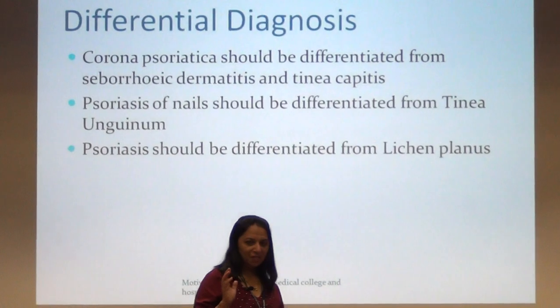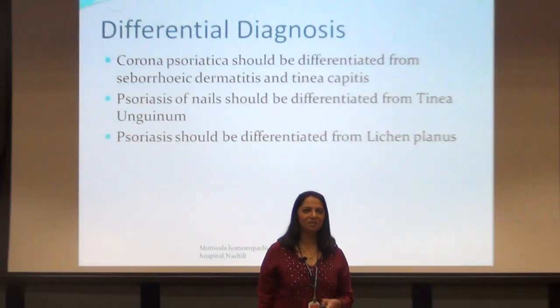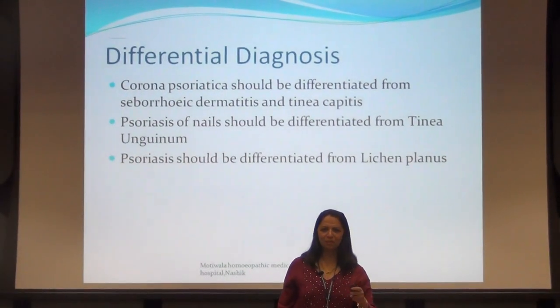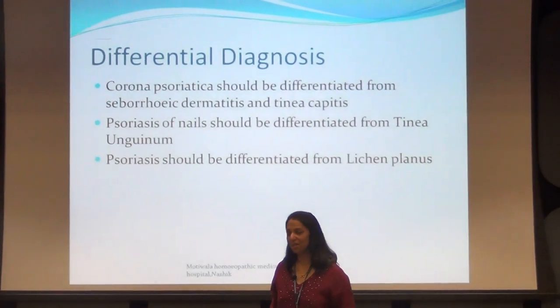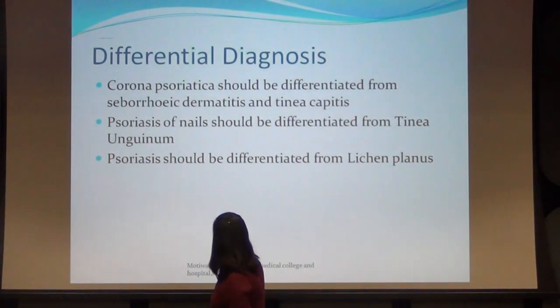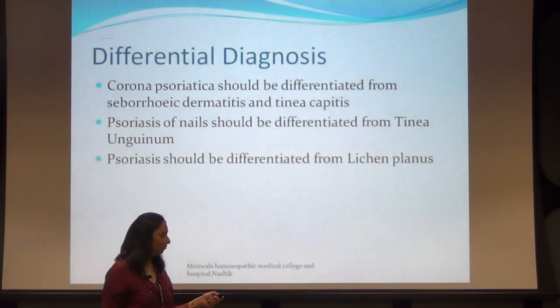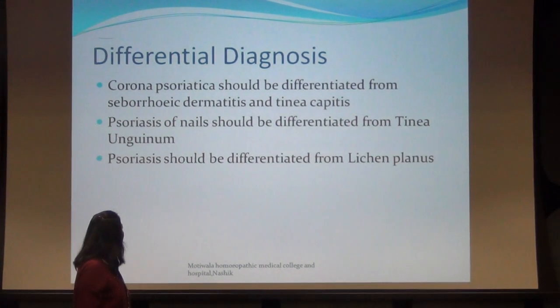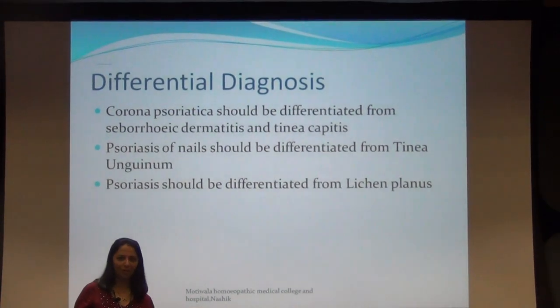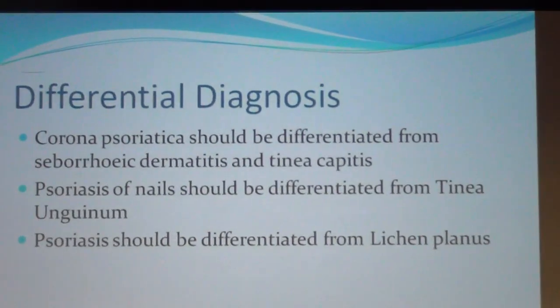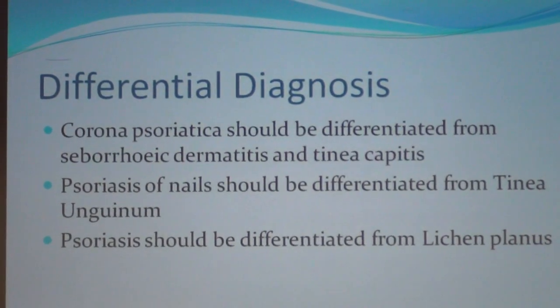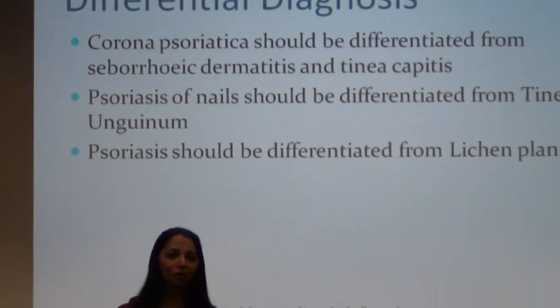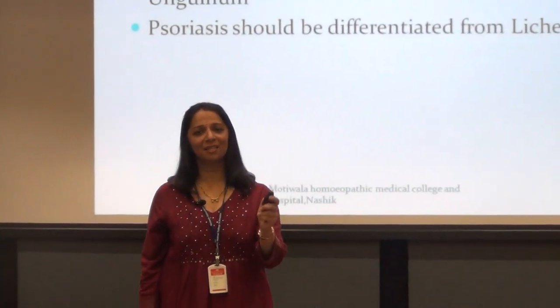So we have seen a few pictures of psoriasis and I hope that by now, seeing the pictures and understanding psoriasis, you will be able to diagnose it. But you will have to differentiate it from, we have already discussed this, psoriatic corona, seborrheic dermatitis, tinea unguium, or onychomycosis, which is fungal infection of nails. And it also has to be differentiated from a very similar looking condition which is called lichen planus.